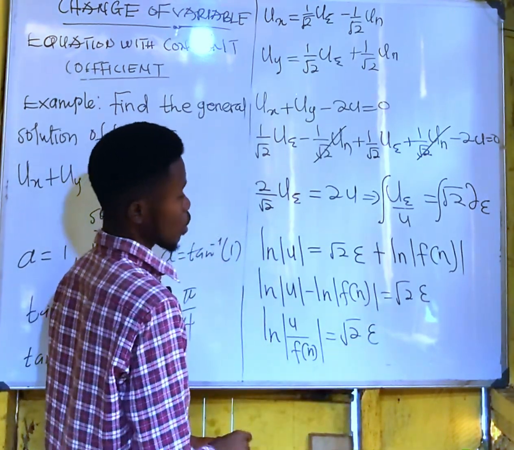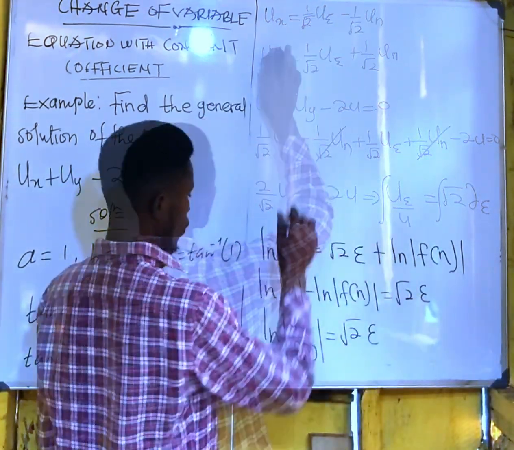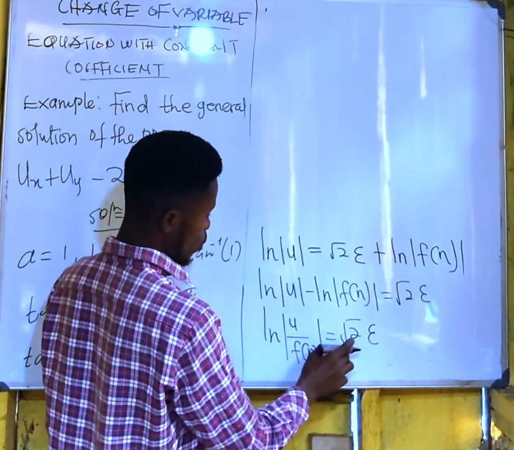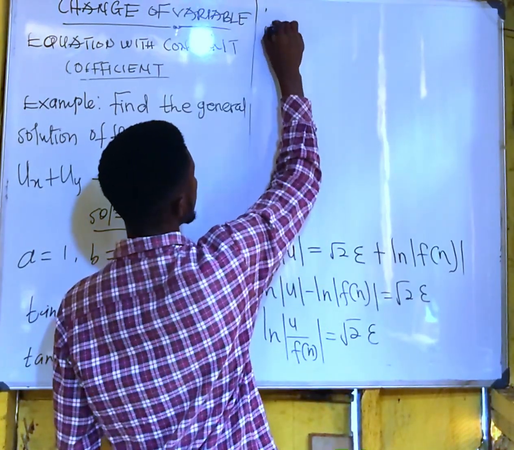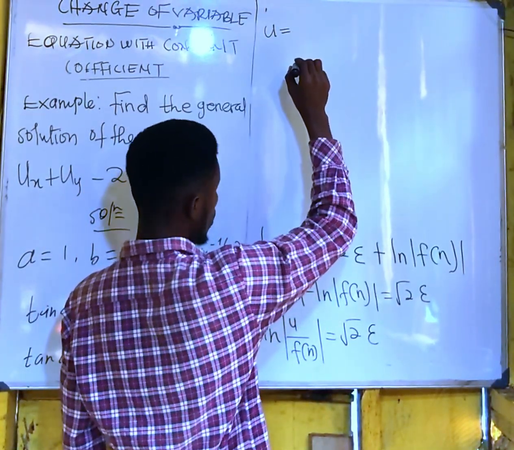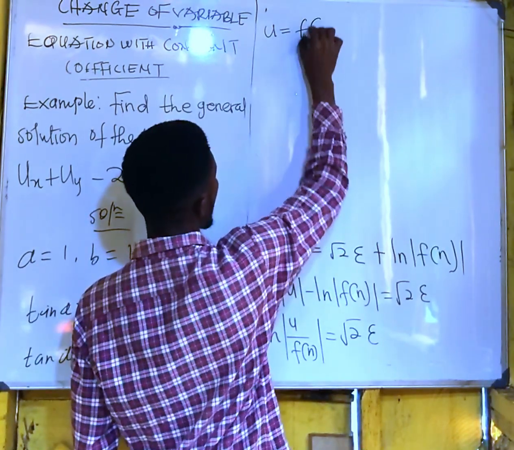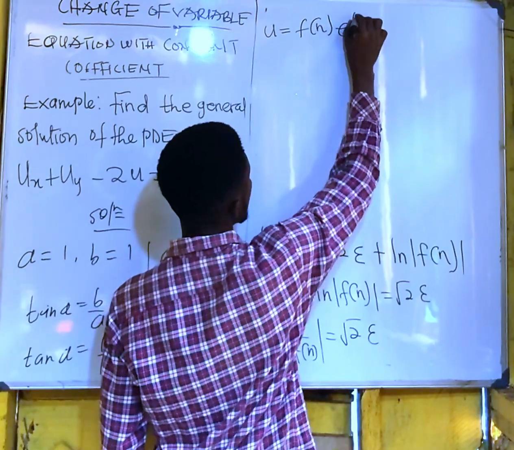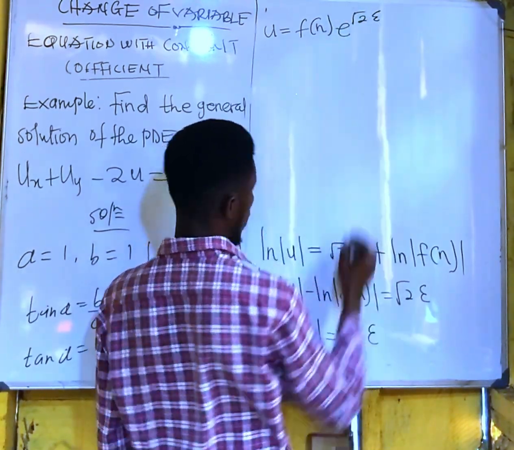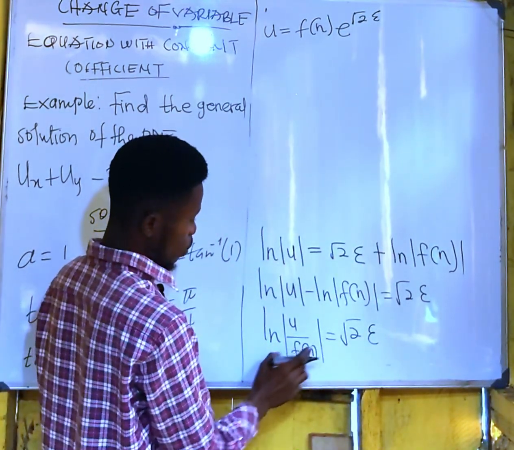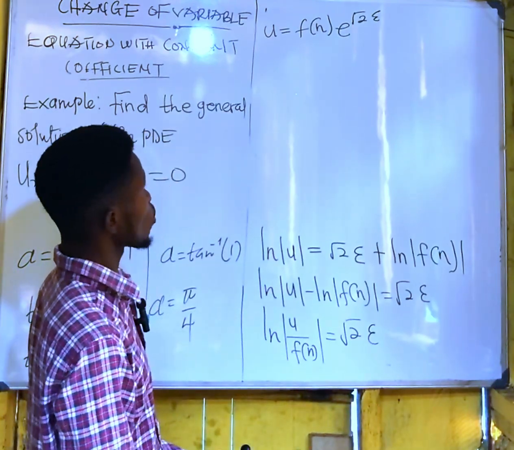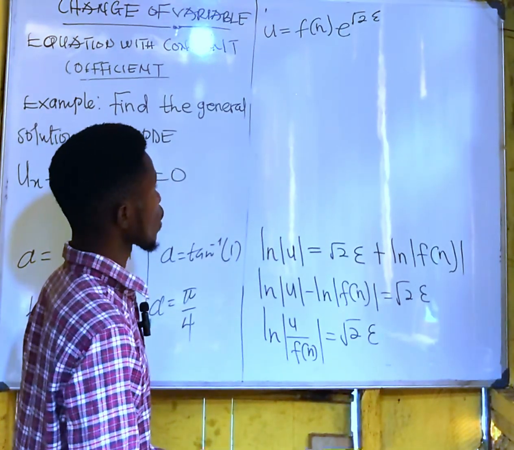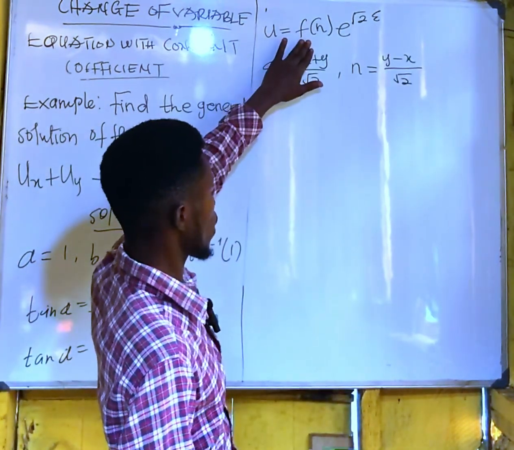Is that okay? Good. So let me clean the top. If I take e on both sides, I'm going to have u equals f of eta e to the power root 2 xi. When you take e, then you multiply here by f of eta. So this is what you are going to get. Is that okay? Okay, so now this is what we have.